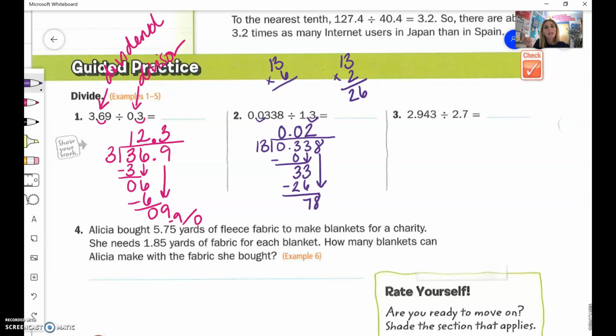Starting over. 13 times 6. Again, just cross it off. If you did the same thing I did, if you just looked at me and like, I'm not writing this down because it's wrong, more power to you.